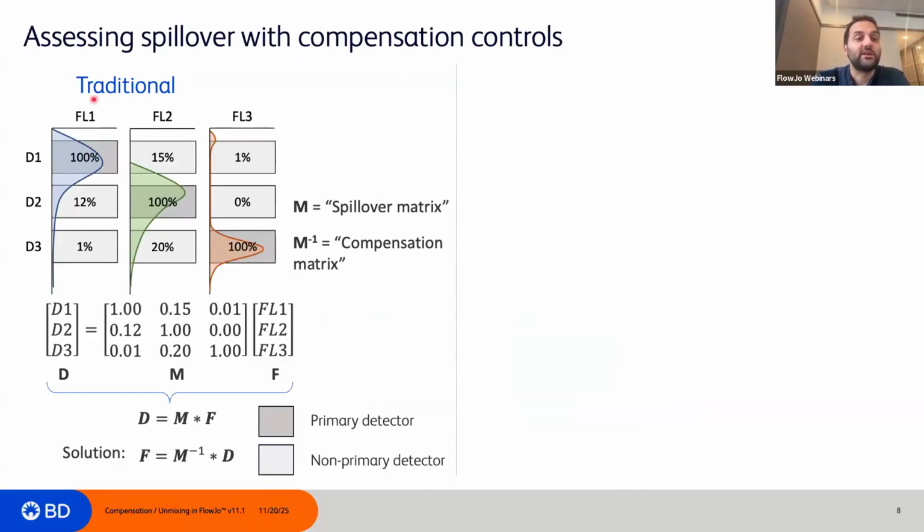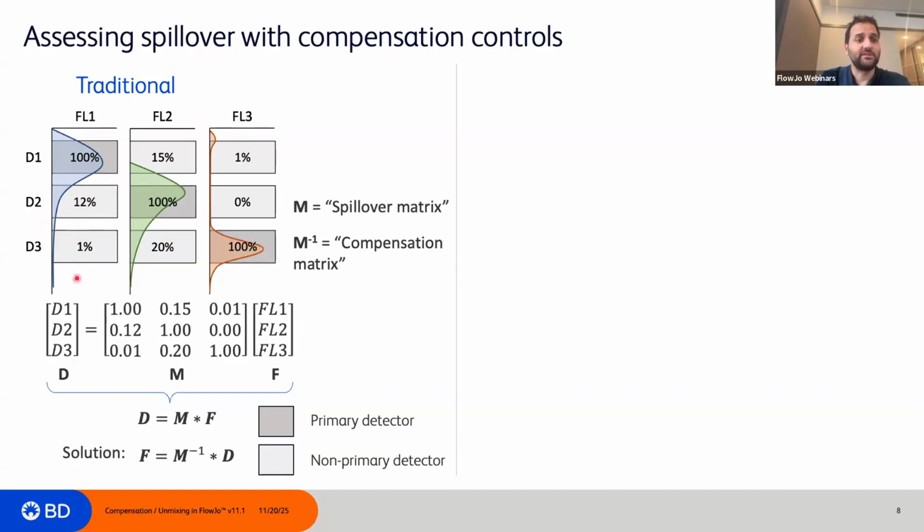So here we see three fluorochromes, fluorochrome 1, fluorochrome 2, and fluorochrome 3. So we just inverted here the histograms so that we see it in a different way. So we see the detectors as rows. So we have 3 detectors for 3 fluorochromes. That's the traditional way of compensation.